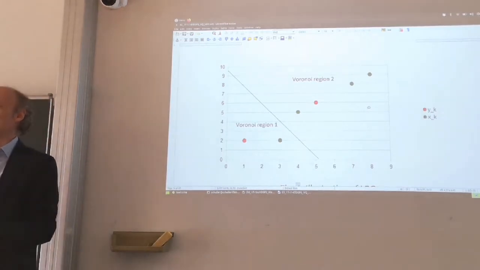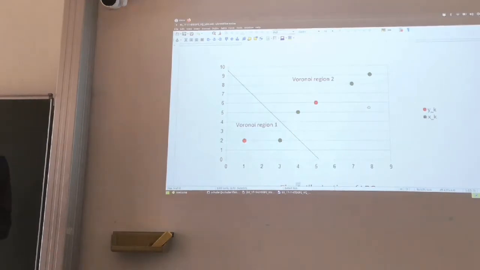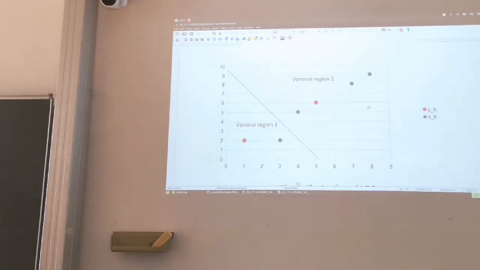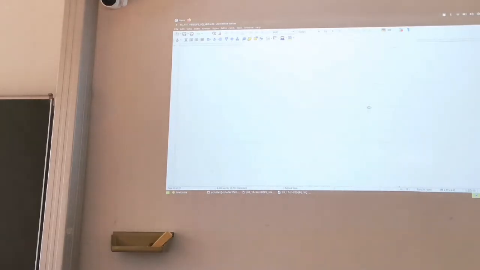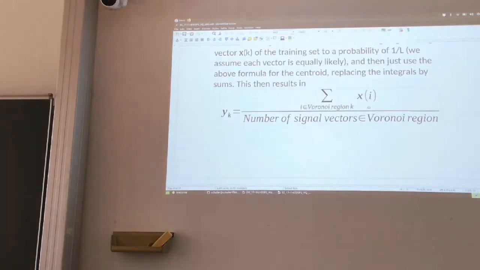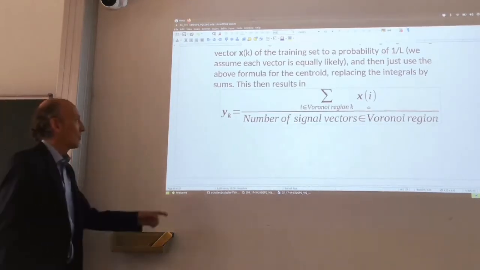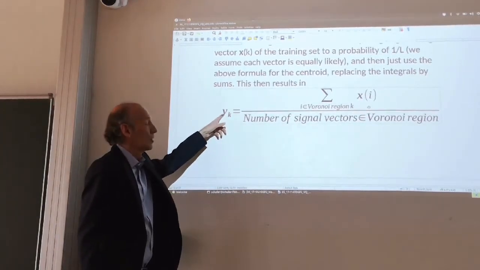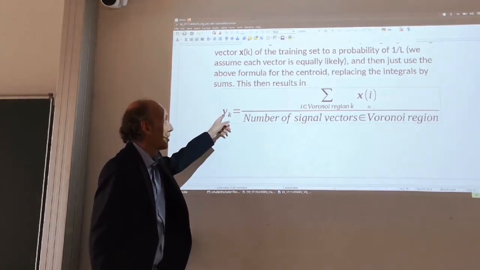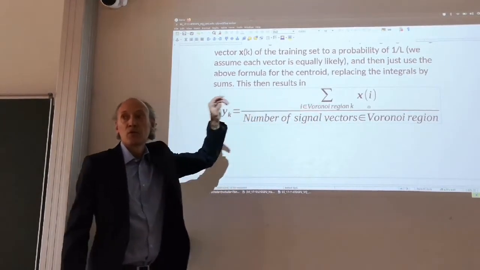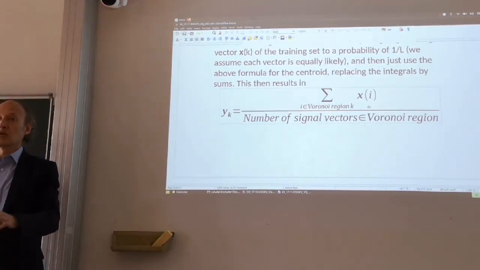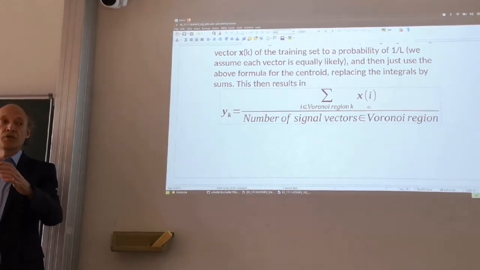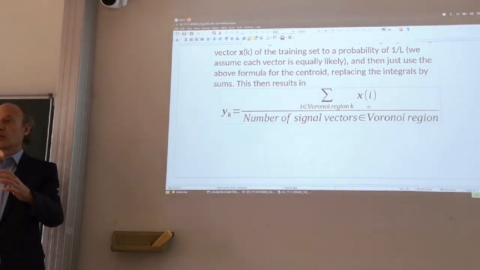Any idea? Remember the rule for updating the code vectors? We can go back to this rule. So the new code vector is basically the average of the signal vectors falling in its Voronoi region. So we need to take all vectors which fall into this Voronoi region, all signal vectors, and compute the average.